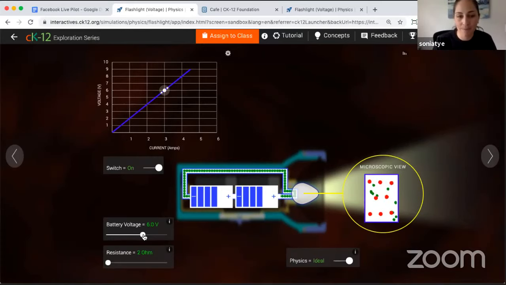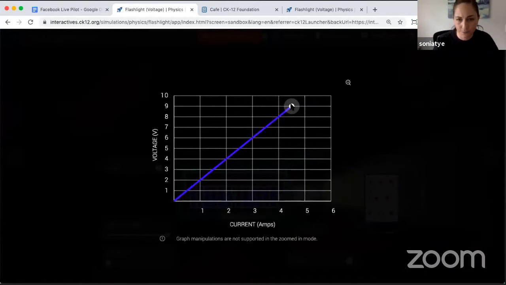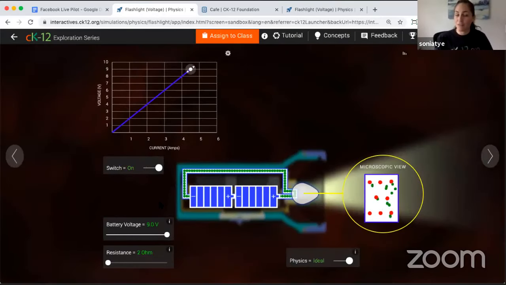Now, one more time. 9 volts. 9 volts is about 4.5 amps. Let me zoom in. And you can see here that at 9 volts, if I go down, I'm about 4.5 amps. So the numbers back up my conclusion that as we increase the voltage in a simple circuit, we increase the current. I think that's a good start for today for our first lesson, but there's really just so much more you can do with this sim.